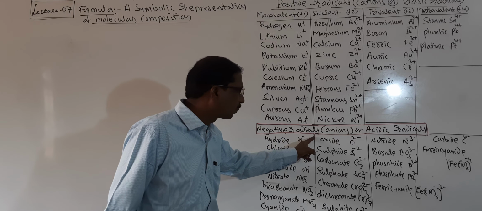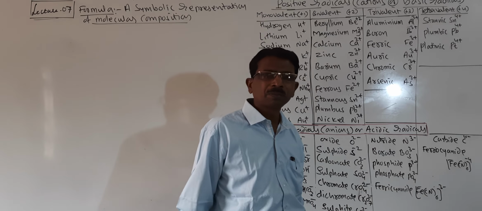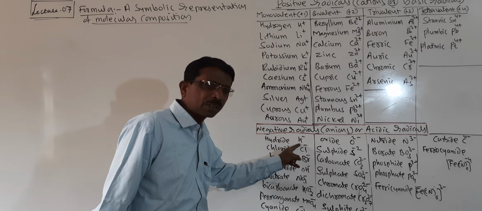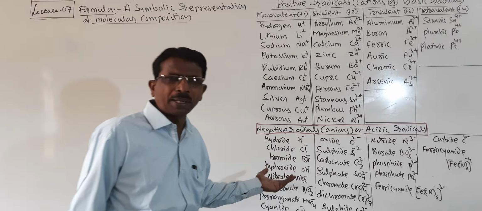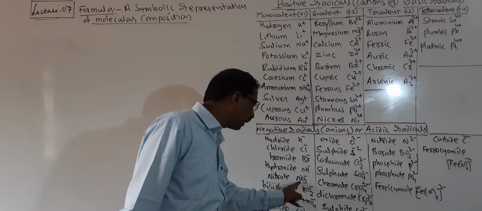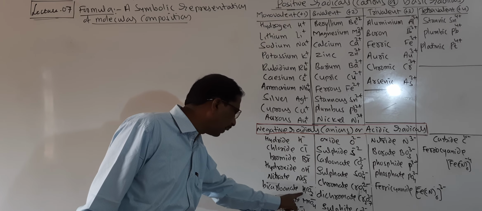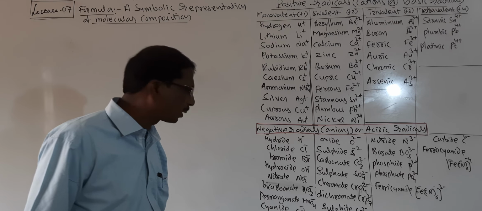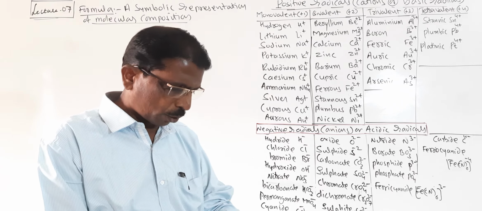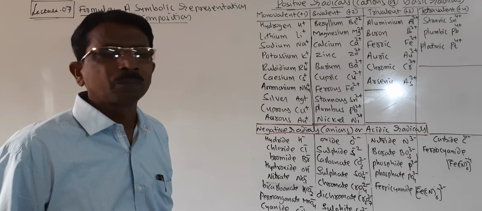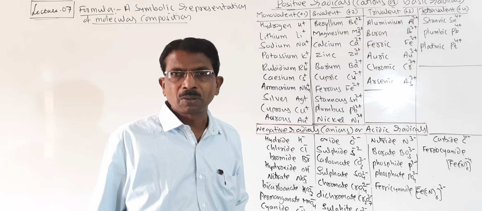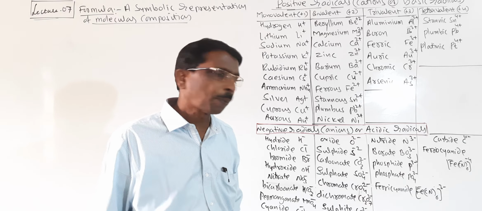Then negative radicals, anions, also called acid radicals. Hydride, H minus, chloride, Cl minus. You may write chlorine also. Then bromide ion, hydroxide, OH minus, nitrate, NO3 minus, bicarbonate, HCO3 minus, permanganate, MnO4 minus, cyanide, CN minus. You may also write isocyanide. Then oxide, O2 minus, and peroxide, O2 2 minus, as in hydrogen peroxide.